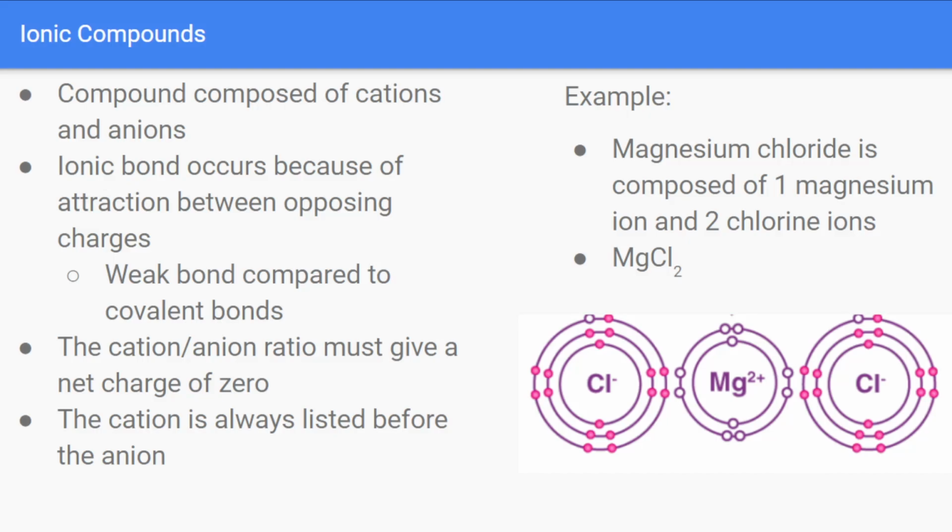Despite the fact that you have positives and negatives in the compound, the overall charge of the compound itself is zero. And then when you write the formula or the name for the compound, you list the cation first and then the anion, like in this example. Magnesium is the cation, chloride is the anion.